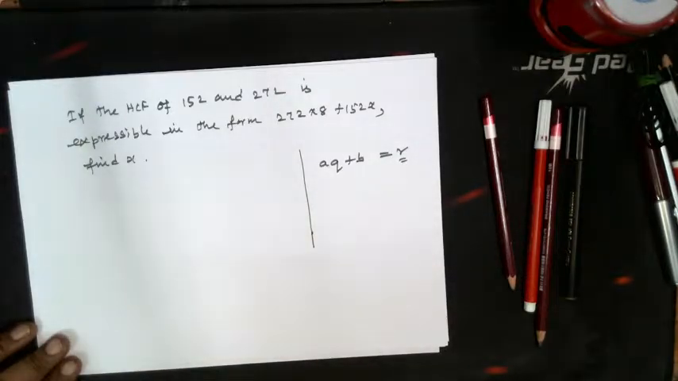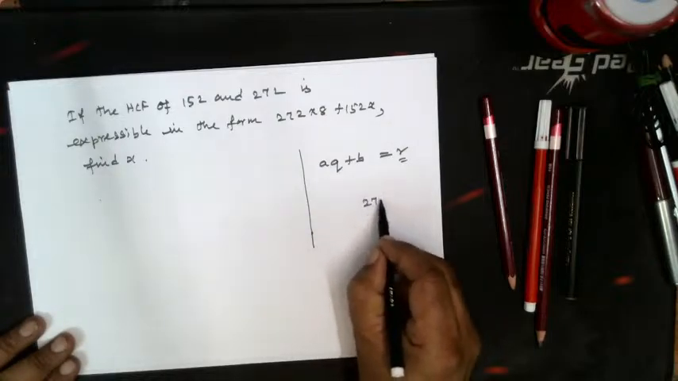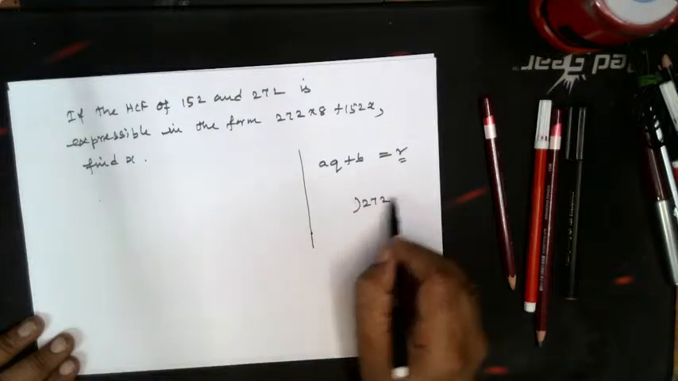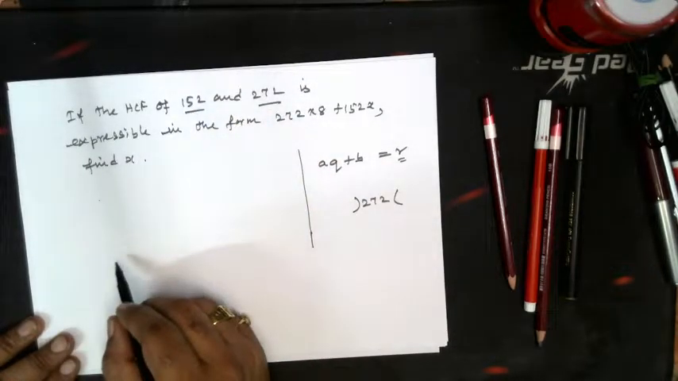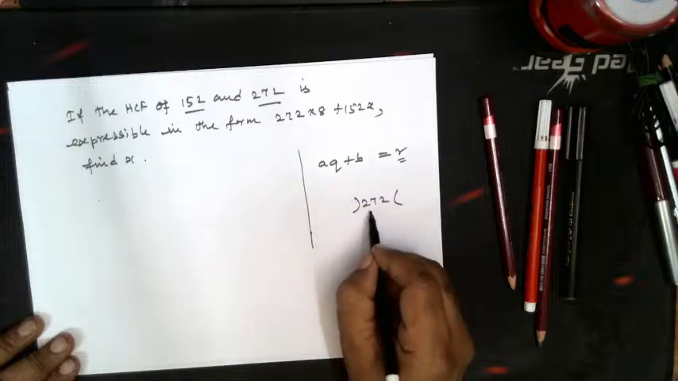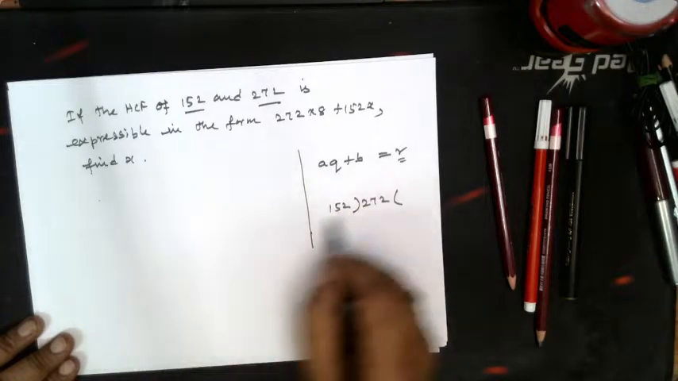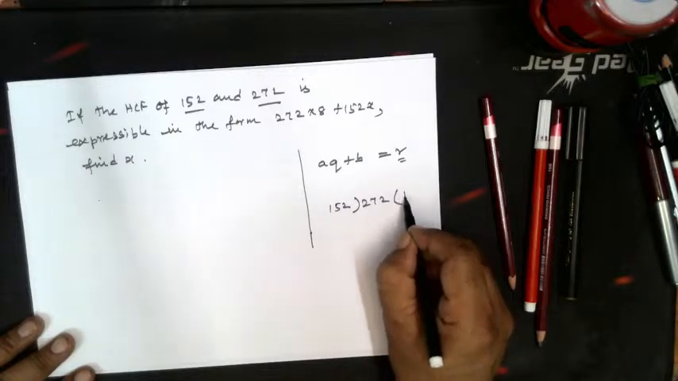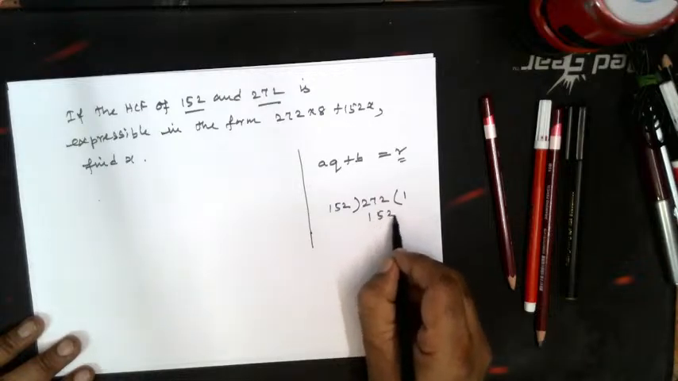Okay, so what is the remainder here? Let us consider 272. Follow this, 272. There are two numbers, you have to consider the bigger number and take this as the dividend, and you have 152. Let us find out the HCF. How many times? One time. This one, how many times? 152 only.